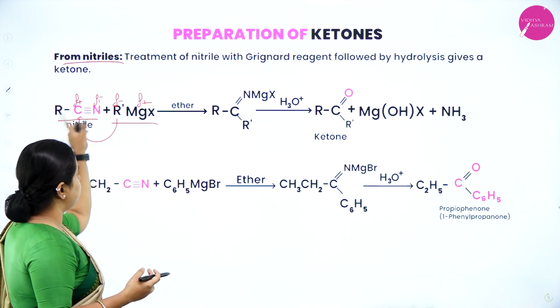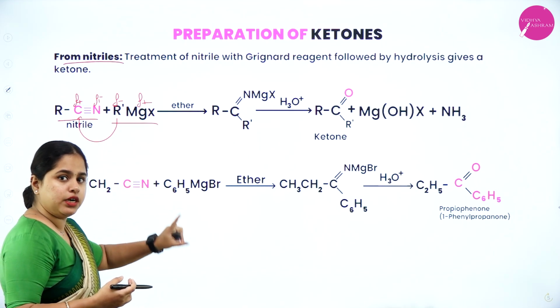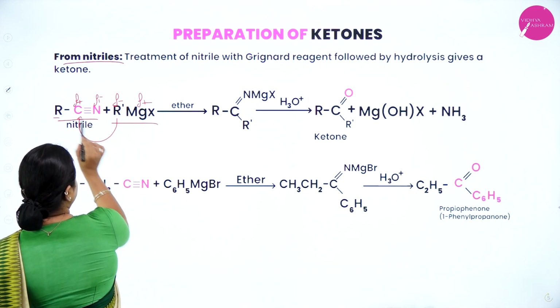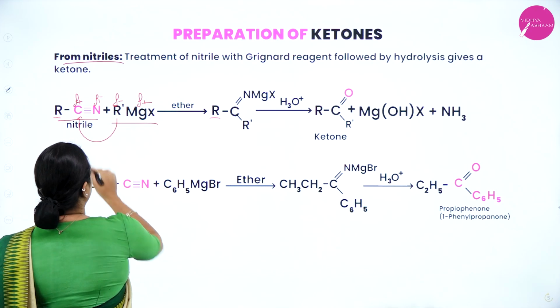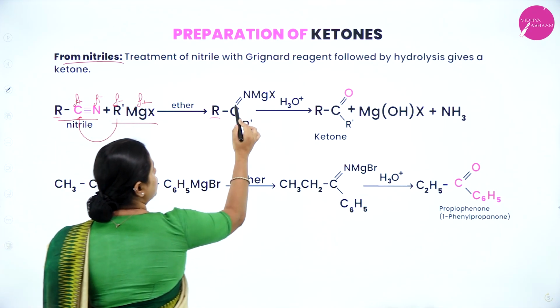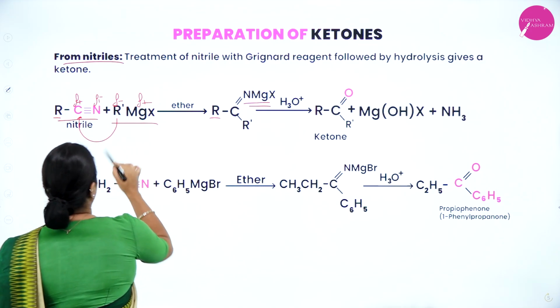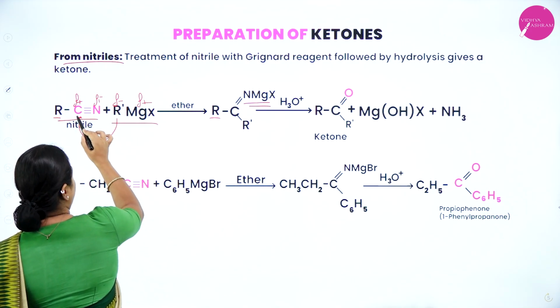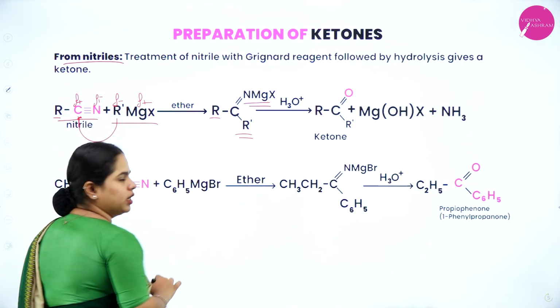So now what happens? If it is attaching, the triple bond will become a double bond, right? So that is what is mentioned here. This R is mentioned here. See the carbon atom you are having. Now to the nitrogen, MgX will be attached. So double bond N MgX will be there and the other alkyl group is going to attach to the carbon, which is shown here. Clear?